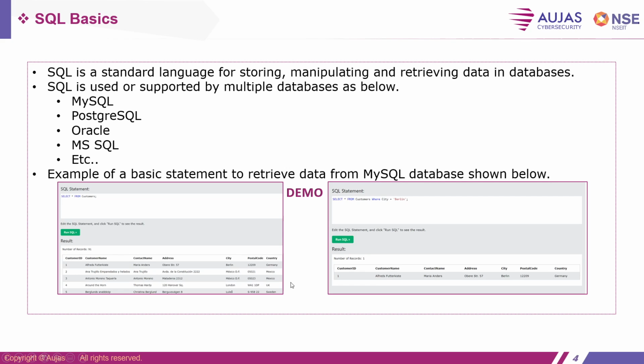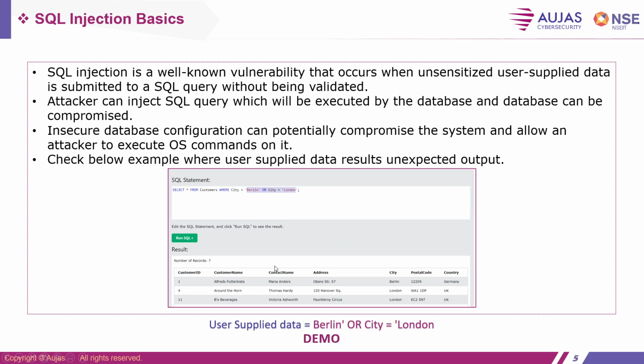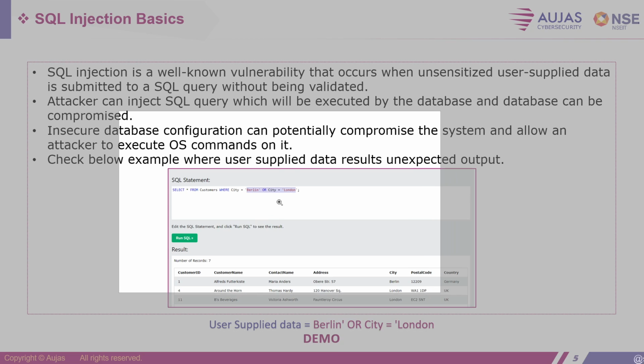Okay. So SQL injection is also a well-known vulnerability that occurs when unsanitized user-supplied data is submitted to a SQL query without being validated. So here, this one is an injection point, I would say, or a parameter value which is being supplied from a user to the database query, right? And we can inject our query with just the specific example.